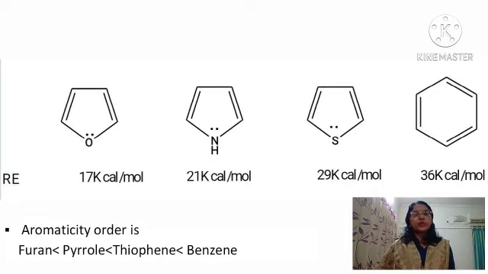So the aromatic order of these 5-membered heterocycles will be: furan the least aromatic, then comes pyrrole, then comes thiophene, then comes benzene. That is, thiophene is more aromatic than pyrrole and furan, but when we compare benzene and thiophene, benzene is more aromatic because it has a resonance stabilization energy of 36 kilocalorie, which is higher than that of thiophene.